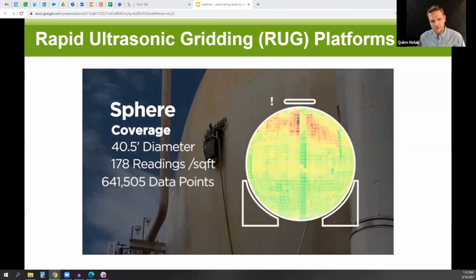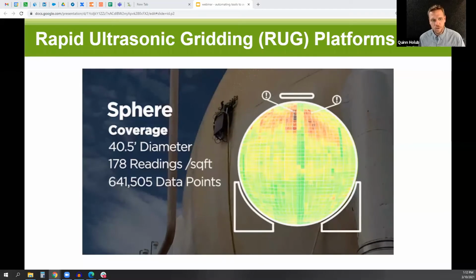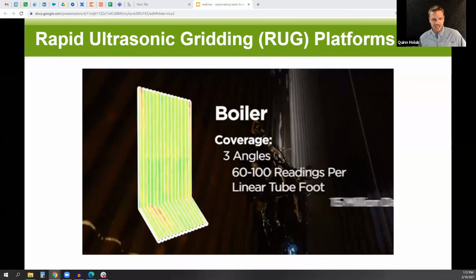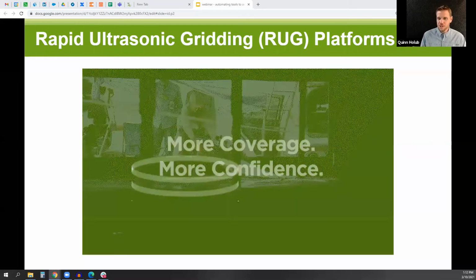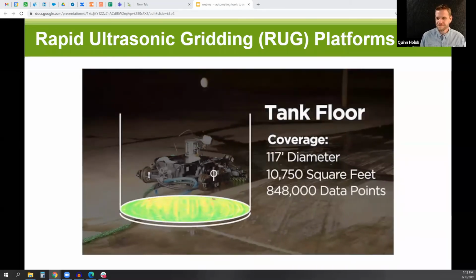We're able to corrosion map millions of XY coordinated UT thickness readings in a short amount of time. We're able to use those data sets to build 2-dimensional and 3-dimensional models.